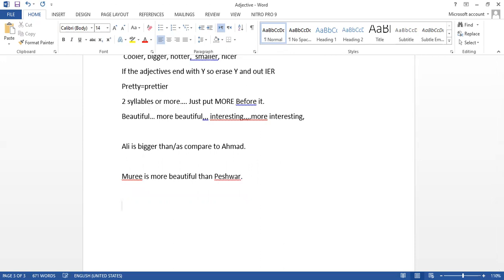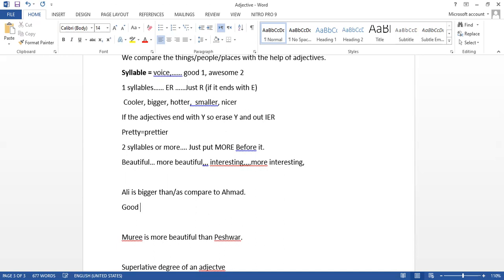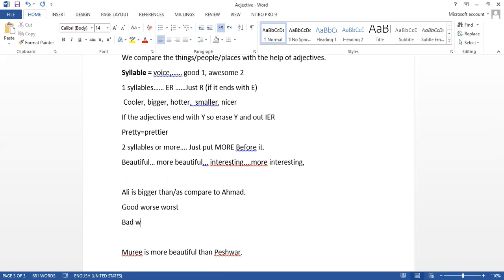Now the last one, which is the superlative degree of an adjective. But first, there are some irregular comparative adjectives. For example, good becomes better, and the last one is best. In the same case, bad becomes worse, and over here, worst. I wrote it vice versa. Good, over here it becomes better, and over here it becomes best. For example, Ali is worse than Ahmad, or I would say Peshawar is better than Multan.